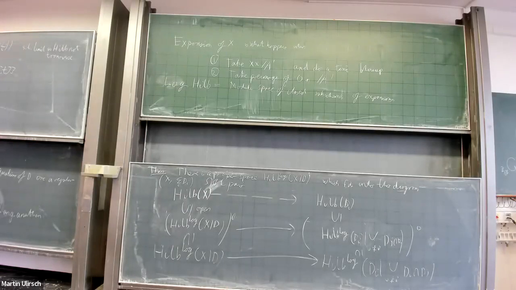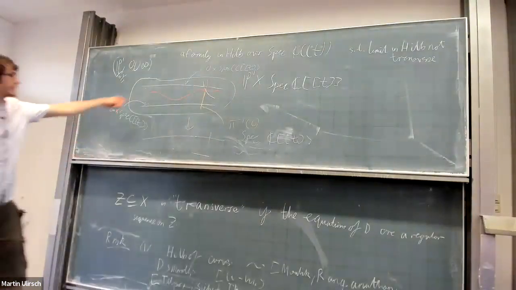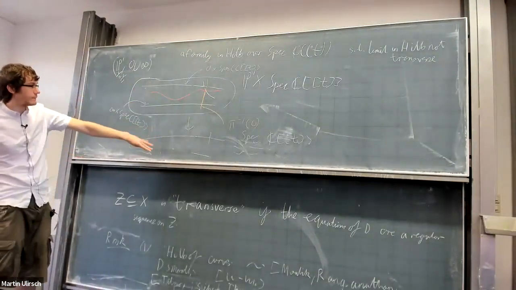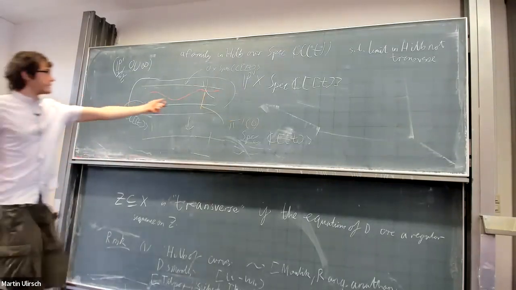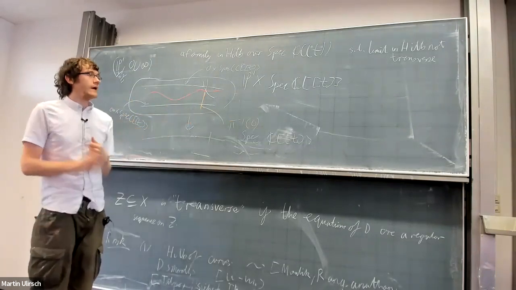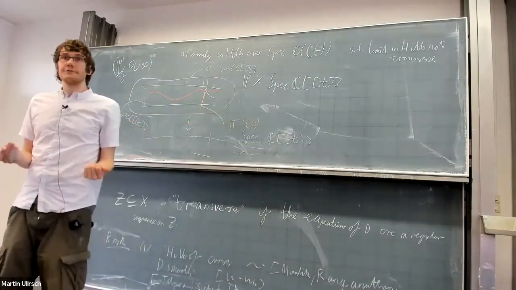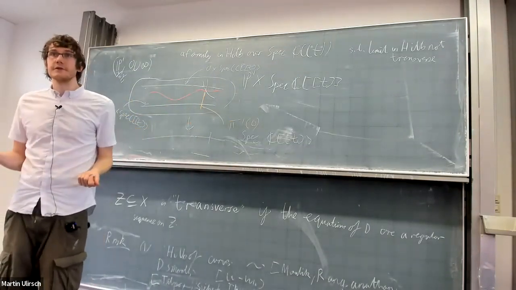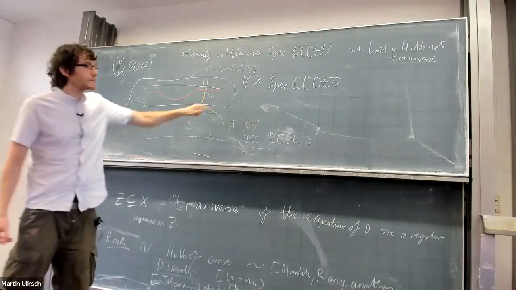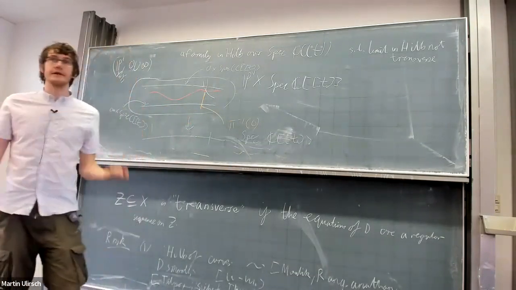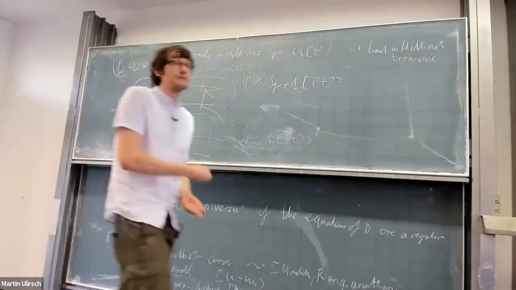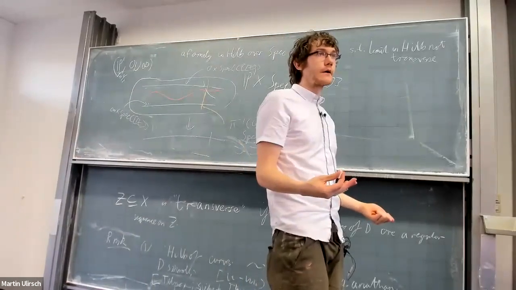So I want to check it's proper. I want to check the valuative criterion for properness. What I'm always going to do is take some family over Spec of a DVR, or let's stick with A1 for a second. And transversality is going to fail on the special fiber. And I'm saying that if you let yourself do toric modifications, then you can always make the special fiber transverse. But the price you paid for that is you're no longer studying subschemes of X. You're studying subschemes of expansions of X.